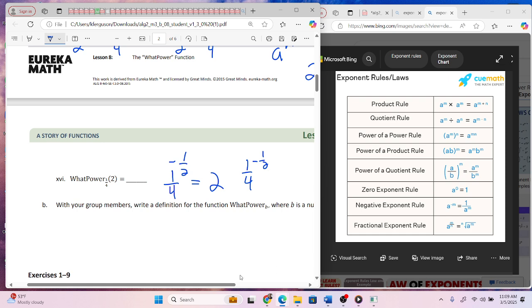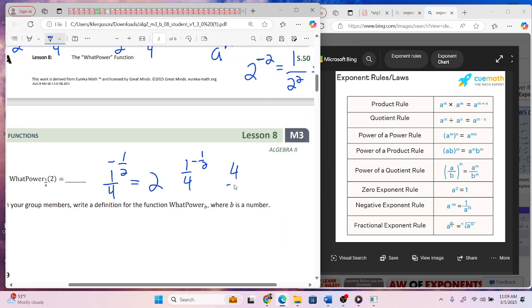The negative switches my position. So now it's 4/1 to the 1/2 power. The 1 just falls off because 4 divided by 1 is 4. So that's 4 to the 1/2 power. And what did we just say the 1/2 power is? The last rule says fractional exponent rule. So this becomes the square root of 4 to the first power, which is 2. So that's going to be -1/2.